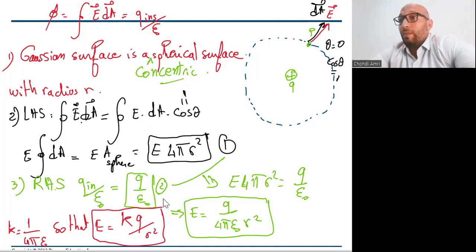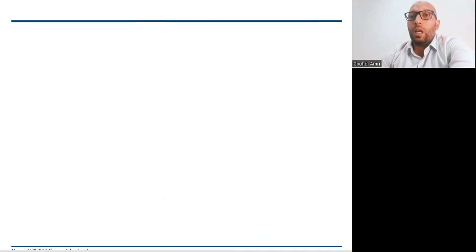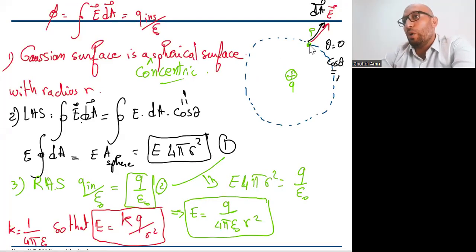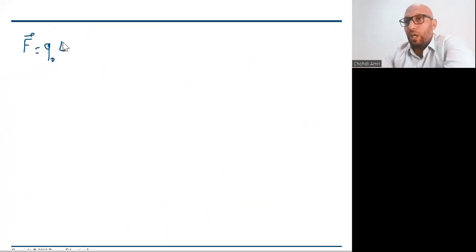The second question: imagine that we place a point charge at this location, at the point P. Let's put here a positive point charge Q naught, which is a test charge. What will be the electric force in this case? The electric force, as you know, is Q naught multiplied by the electric field at that point, the electric field at the location of Q naught.